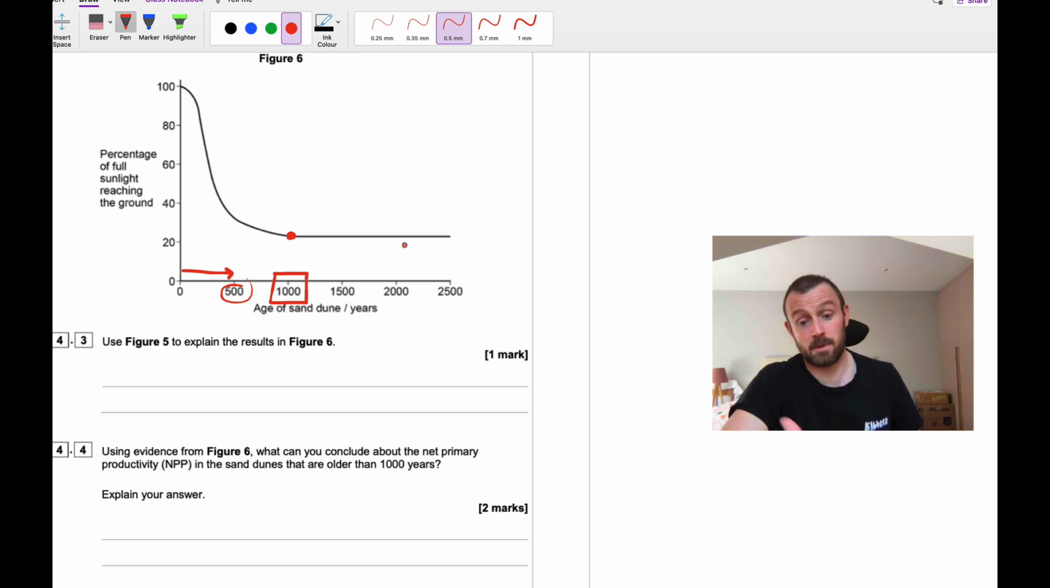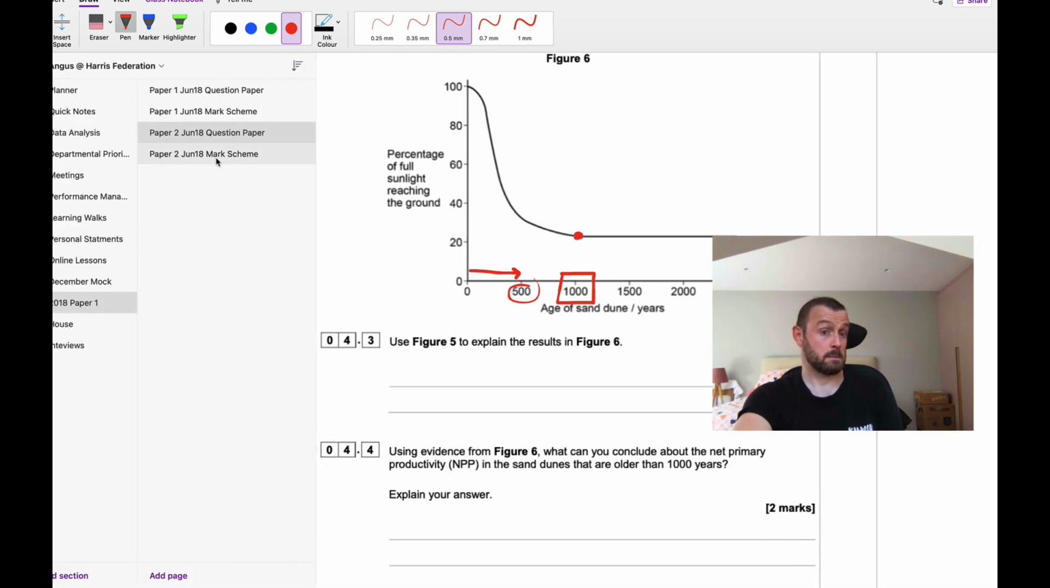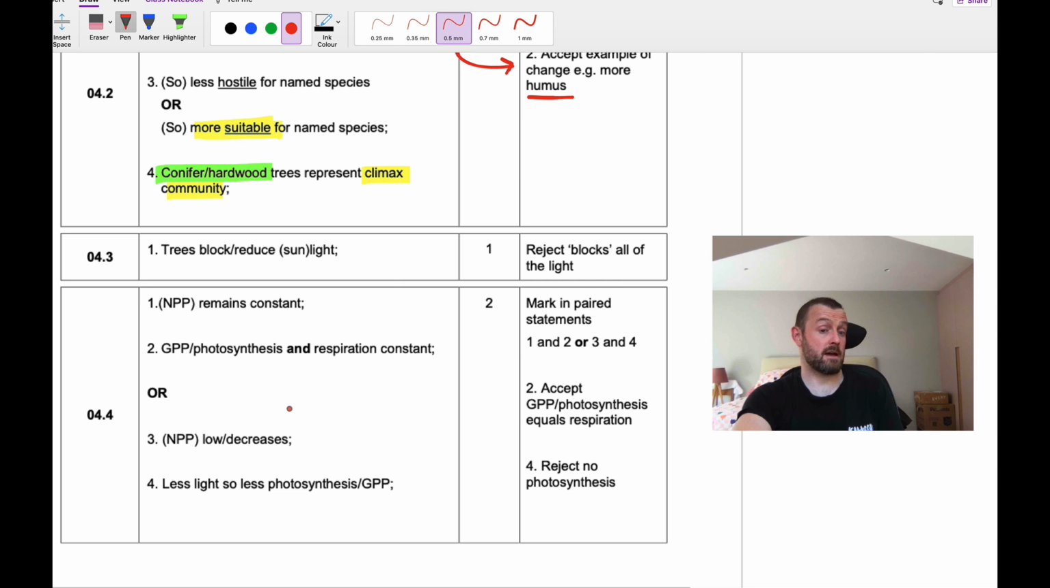And the explanation is because there is no change in the sunlight reaching the ground, there must be no change in the amount of sunlight being captured by the trees, and therefore the NPP of the trees must be the same. I don't know about that.